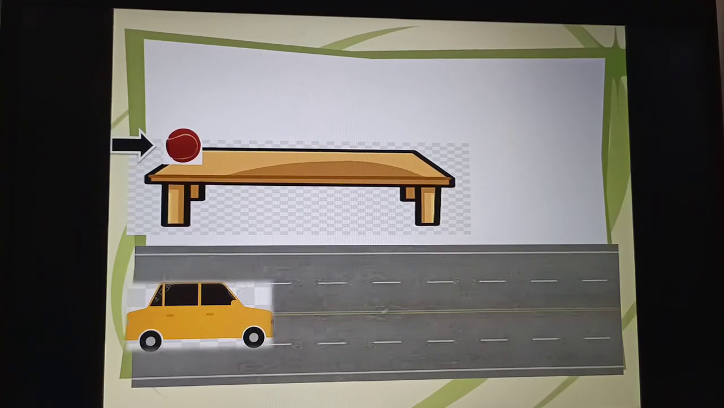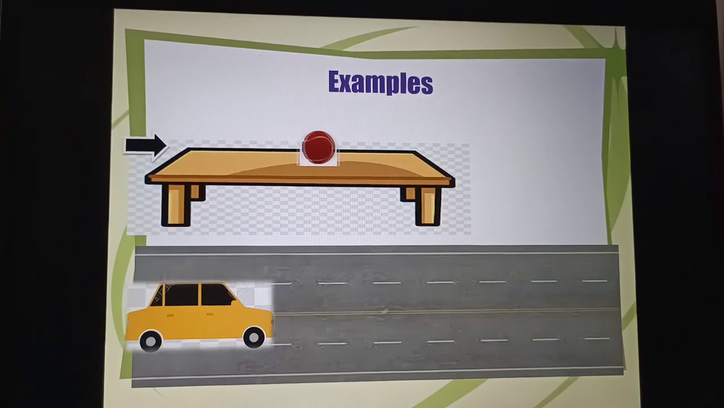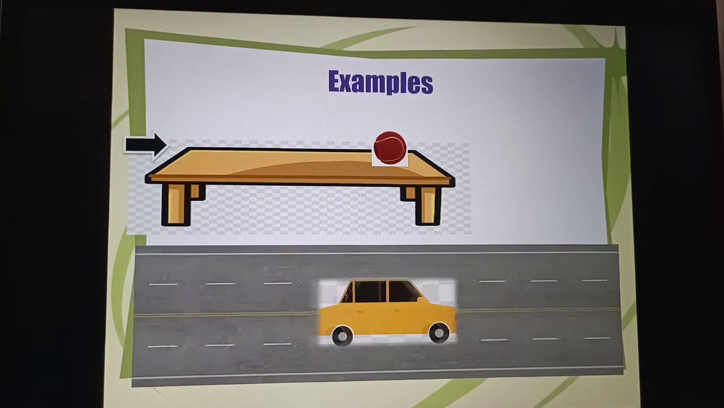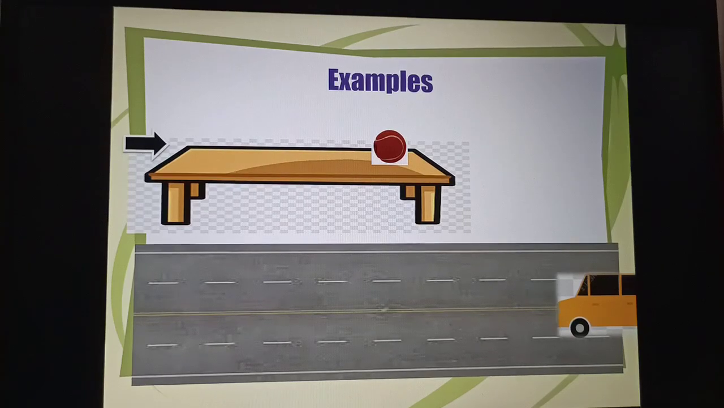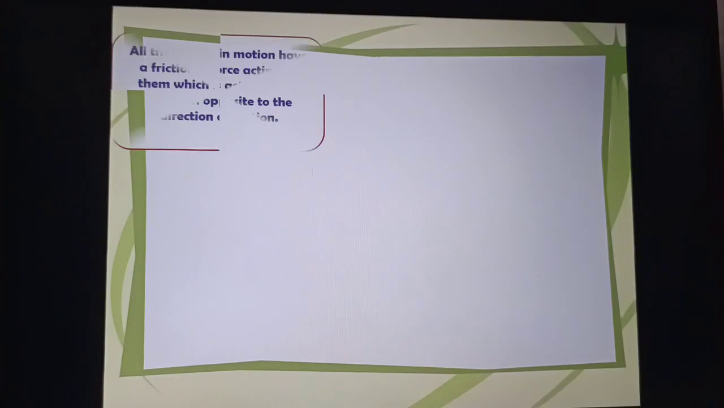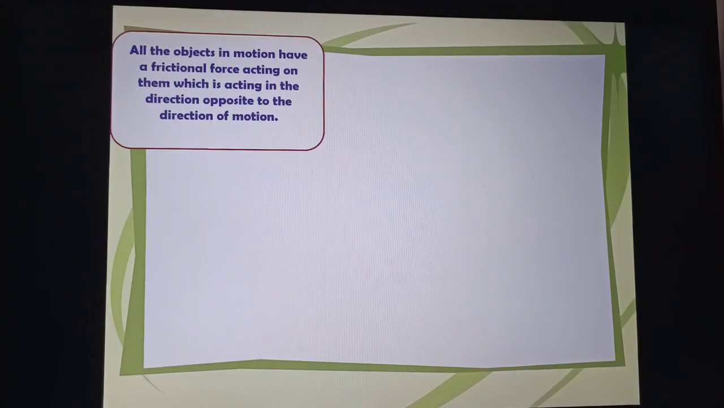When a ball is kept on the table and pushed a little, it moves ahead, gets slow and stops. The next example is a car running on a plain road that travels some distance and stops after the engine is switched off. It occurs due to friction. All objects in motion have a frictional force acting on them, which acts in the direction opposite to the direction of motion.